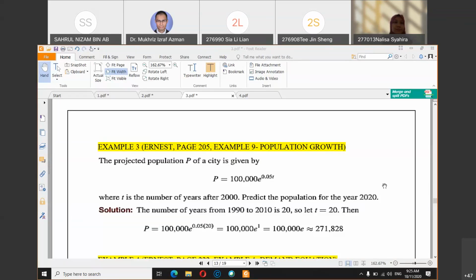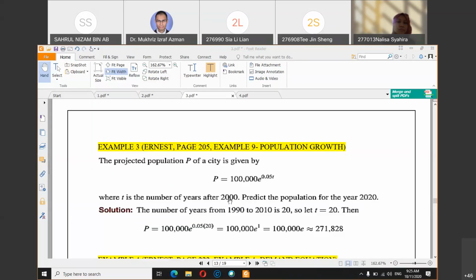So 0.05 times 20, we can get the projected population is 271. Wait, wait. Why, sir?